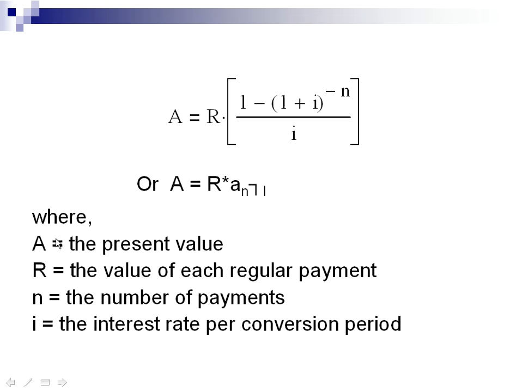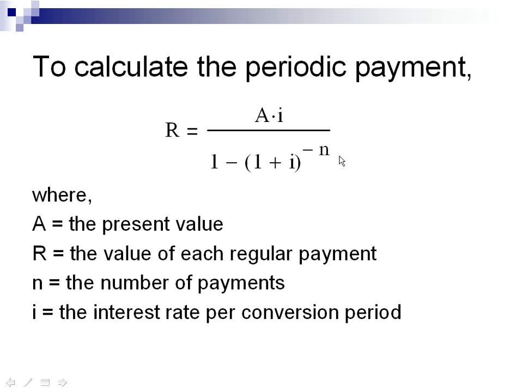Okay, where A represents the present value, R represents the value of each regular payment, N represents the number of payments, and I represents the interest rate per conversion period. Now, since R represents the value of each regular payment, if this is what we need to find, you would want to isolate this equation for R, which means multiplying both sides of the equation by I and then dividing both sides of the equation by this quantity in the numerator. And you end up with this, okay? And that's how you calculate the periodic payment.